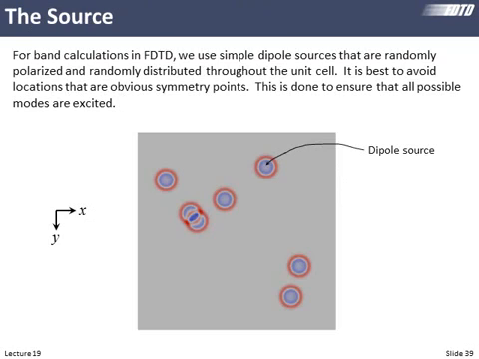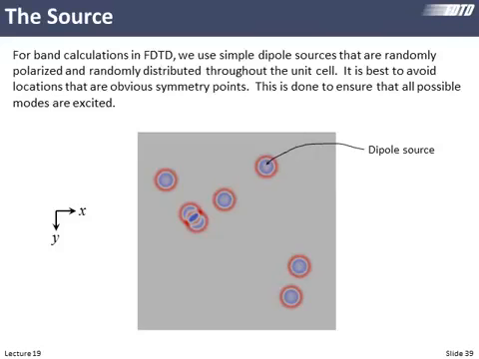So how do we source this? Well, our modes can look very strange. So in fact, what we'll do is we'll incorporate dipole sources that have random position and random polarization. For two-dimensional simulations, the random polarization isn't important because there is only one polarization. But for three-dimensional simulations, we want to randomize the polarizations and the positions.